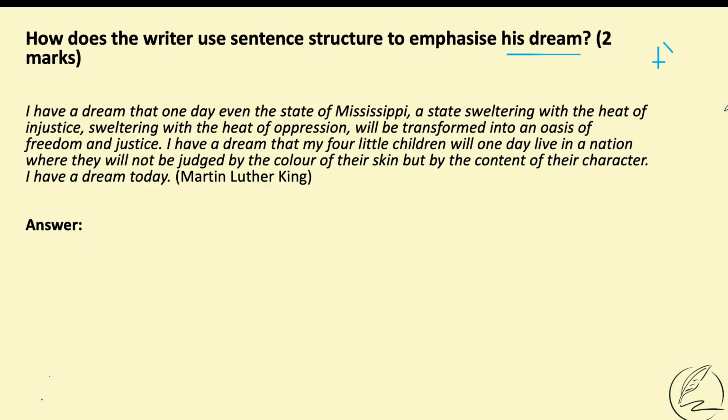It's an extract from the famous Martin Luther King speech. I'm sure many of you will have heard extracts of that speech before. There are loads of pieces of sentence structure that we can comment on within this short little extract. So I'm just going to draw your attention to a few.